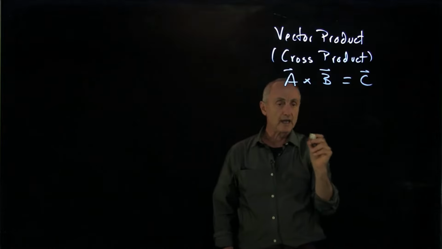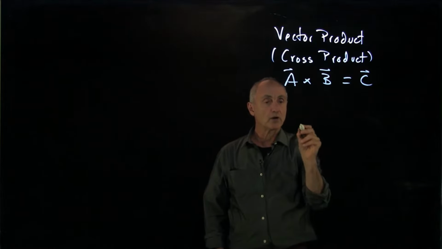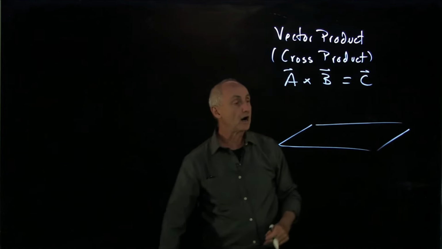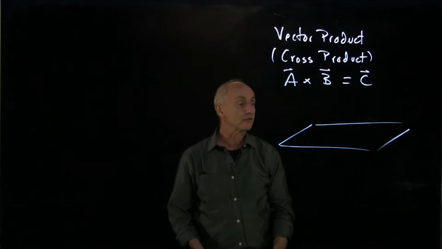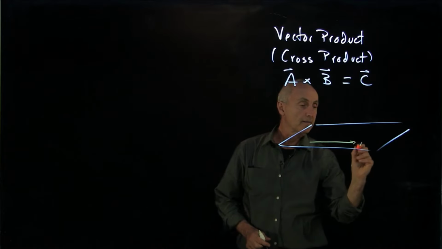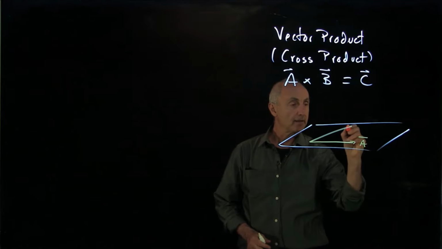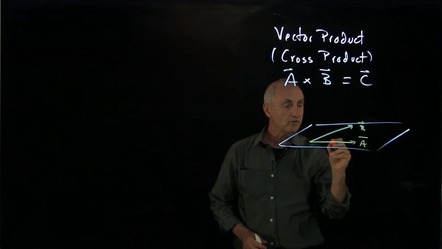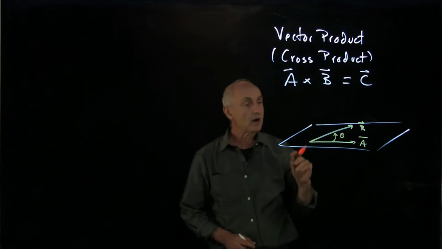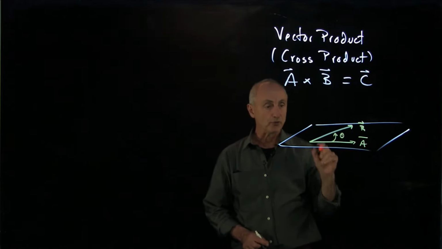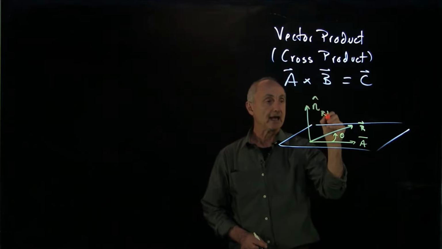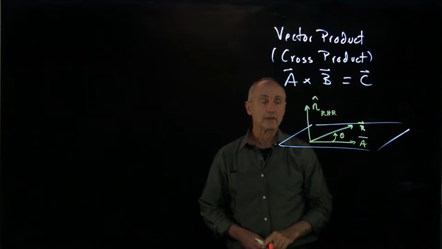So let's draw a three-dimensional picture where we have a plane. On this plane, we have two vectors, A and B. Those vectors are forming an angle theta between them. Now, a plane defines two unit normals. I'll draw one up, which I'm going to call n hat right-hand rule.